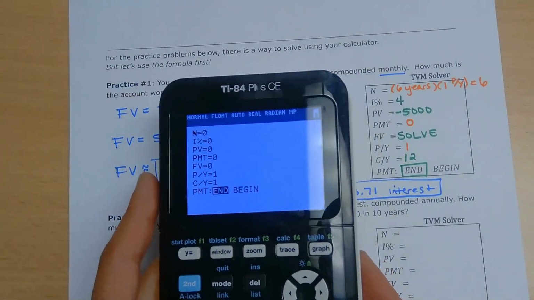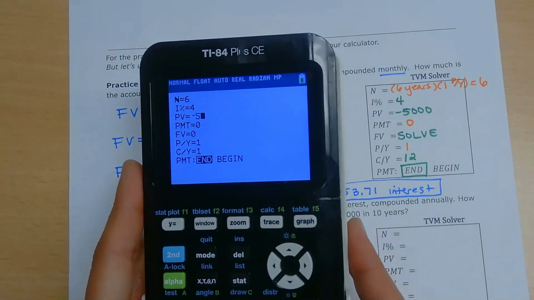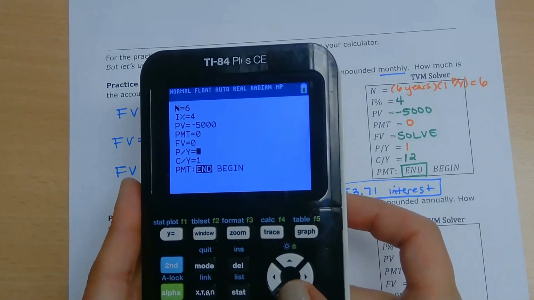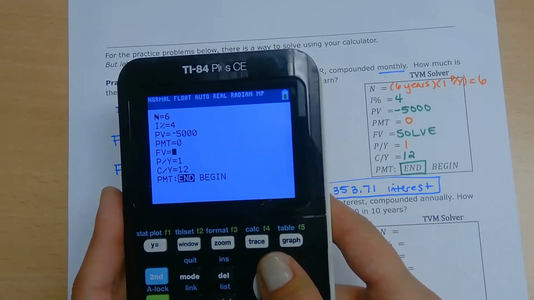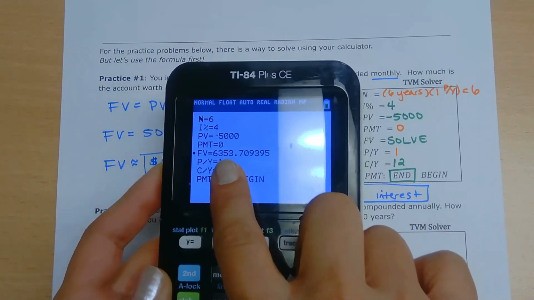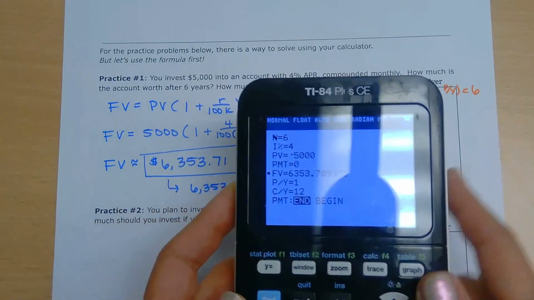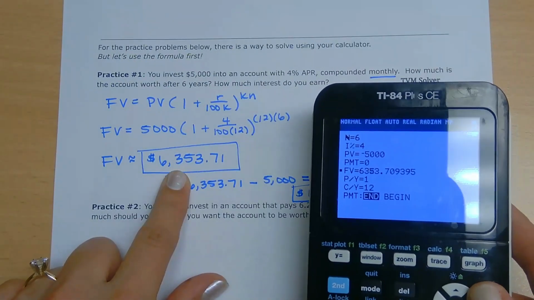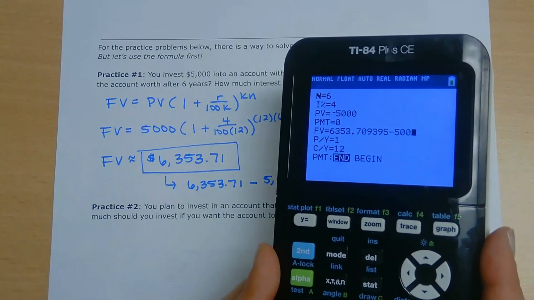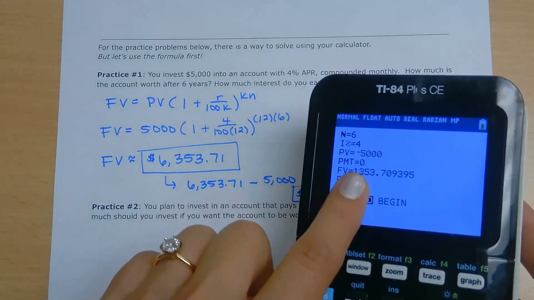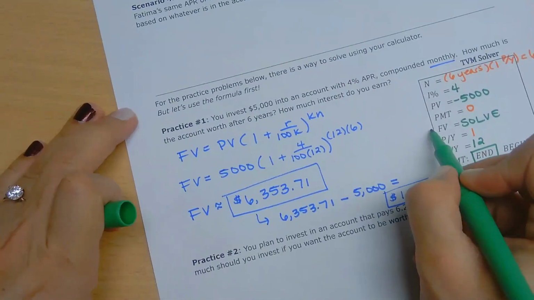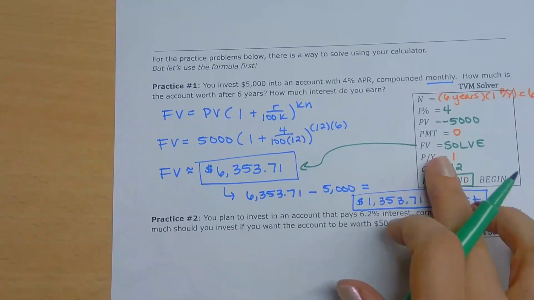So if I go in and do that, I have 6, 4, negative 5,000, 1 and 12. Go to solve for the final value. And you can see here I've got the $6,353.71. And then I would have to subtract out the 5,000 original principal amount to get my interest value, which I have here. So I'm just going to take my solve here, put the arrow there to show that it's the same thing.